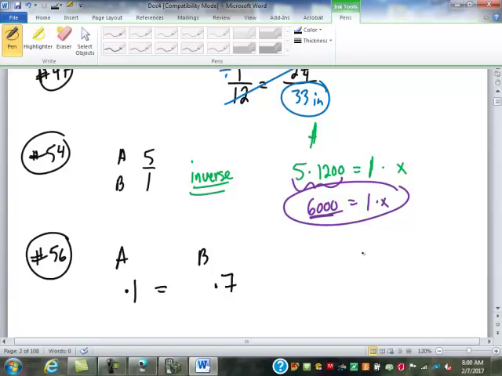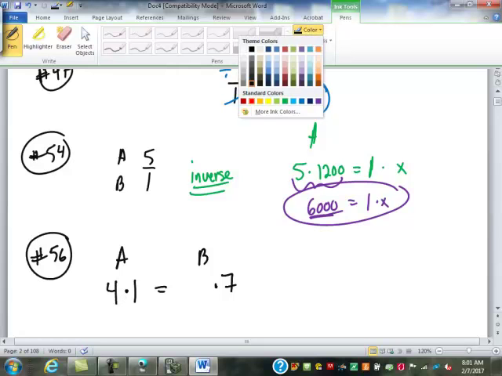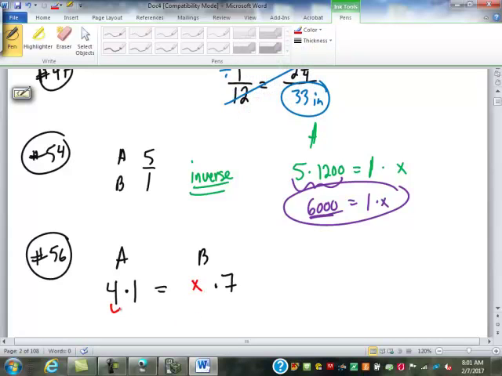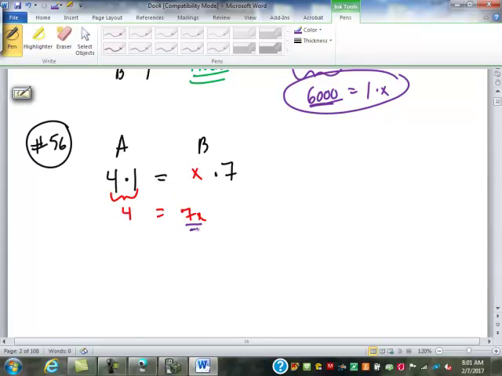7 to 1. If A has a radius of 4, so that's 4 times 1, what is the radius of pulley B? So we'll call that X. Well, 4 times 1 is 4 equals X times 7 is 7X. Dividing by 7, 4 divided by 7 is 0.5714286 inches approximately. Any questions?